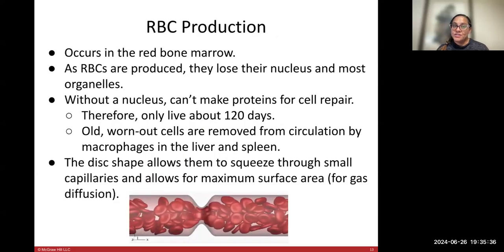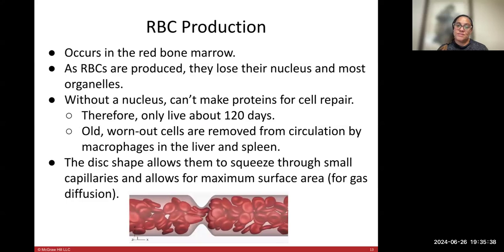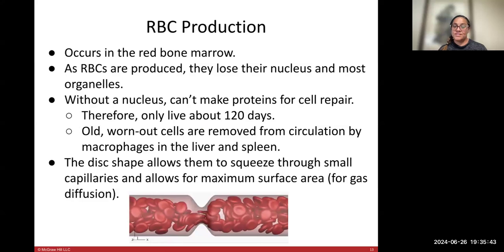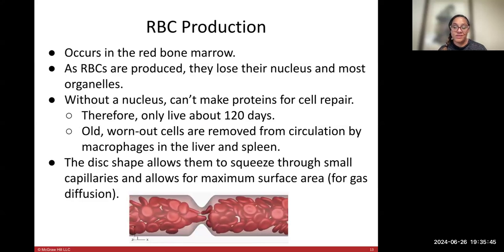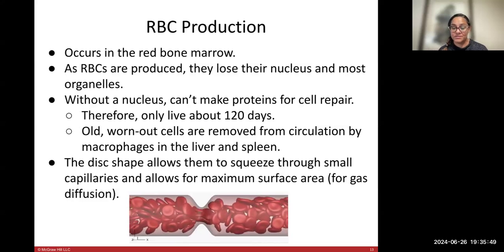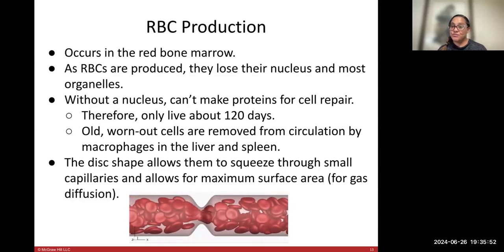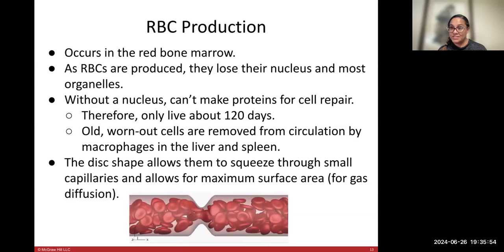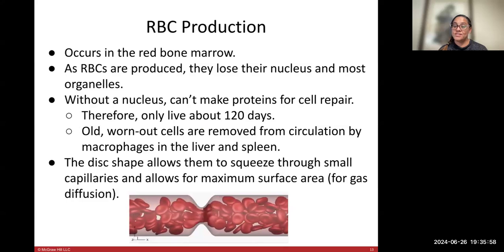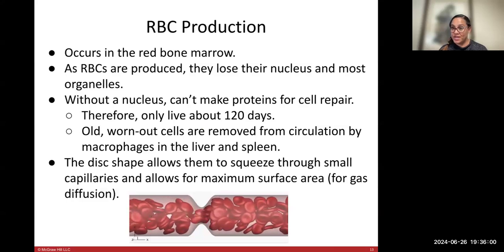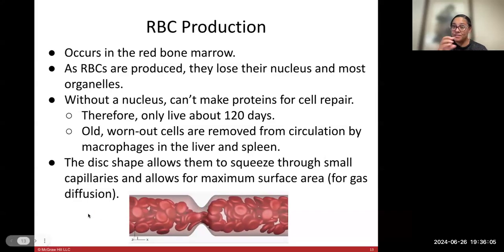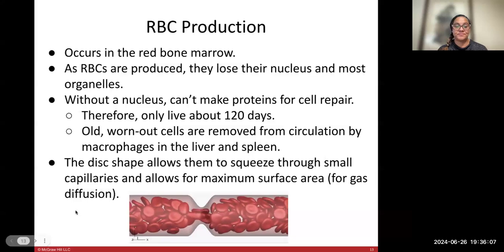Red blood cell production occurs in red bone marrow. As RBCs are produced, they lose their nucleus and most organelles. Without a nucleus, it can't make proteins for cell repair, so they only live about 120 days. So we are constantly having to replace our red blood cells. Old worn-out cells are removed from circulation by macrophages in the liver and spleen. The disc shape allows them to squeeze through small capillaries and allows for maximum surface area for gas diffusion. You can see the little gif of the red blood cells squeezing through that small part.